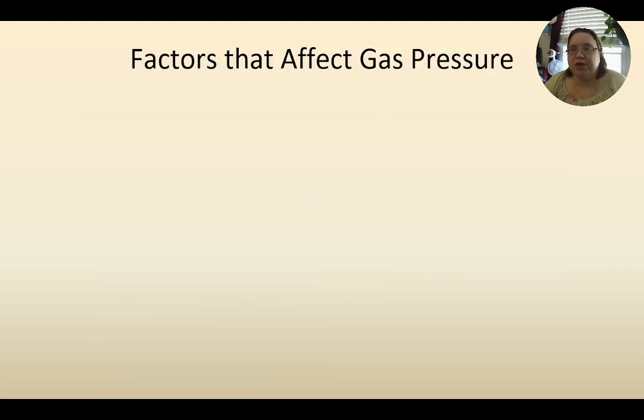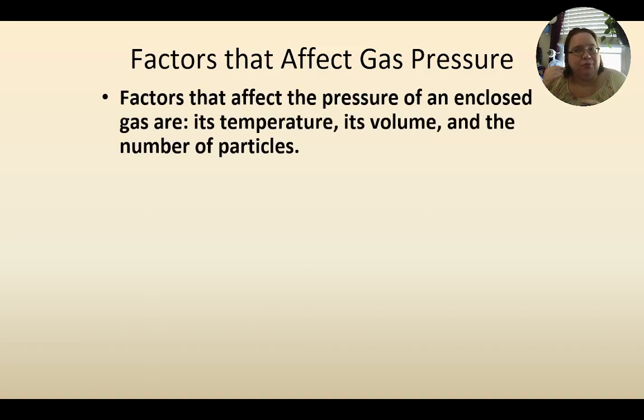Now, there are three things that affect the pressure of a gas. First is temperature, second is volume, and third is the number of particles. Changing any one of those three will have an impact on the pressure. So temperature: if we change the temperature of a closed system, so I've got a box with a gas in it, or a bottle, can, whatever, with a gas in it.